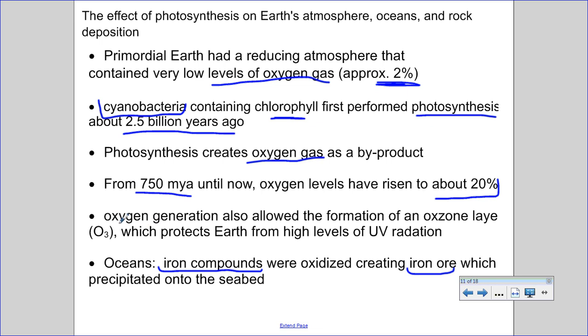Now, oxygen gas going out into that atmosphere also allowed the formation of an ozone layer. That O3, which helps protect Earth from high levels of UV radiation. There's lots of radiation out in space, especially coming from the sun. That ozone layer absorbs a lot of that UV radiation and protects us from a lot of that radiation.